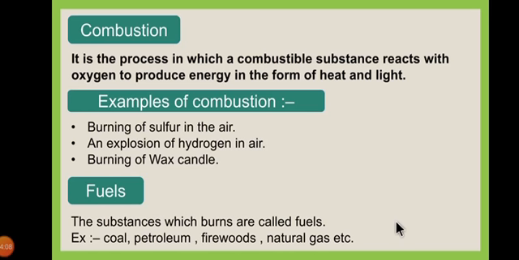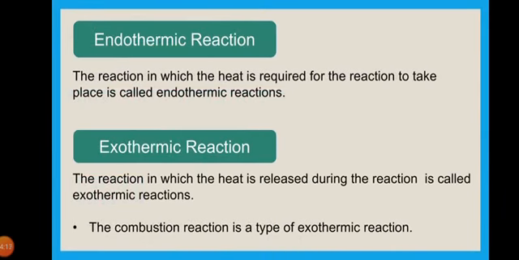Okay, these all produce energy on burning, releasing heat and light, and are known as fuels. Okay, let's move on. Now, when any substance burns, we may see two cases. First, heat is required for the reaction to take place, and second, heat is released during the reaction. So these two kinds of reactions are categorized as endothermic and exothermic reactions.